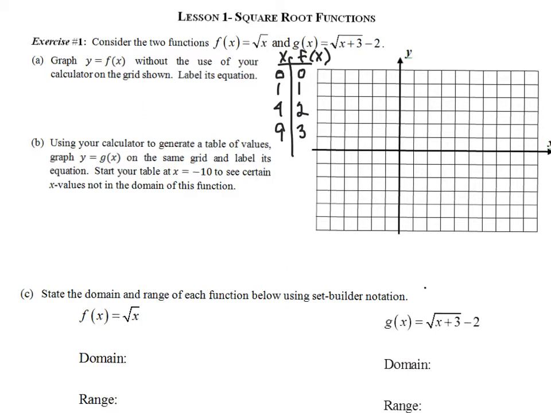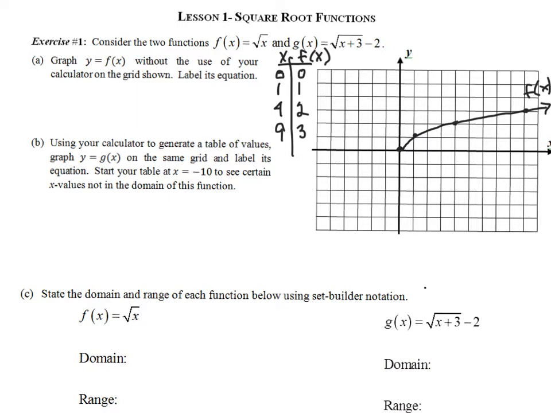So I want you to pause the video, plot these points, and come back and check with my graph. So you can see that our square root function looks like this. Make sure you label it f of x. It's actually the upper half of a parabola that faces sideways.